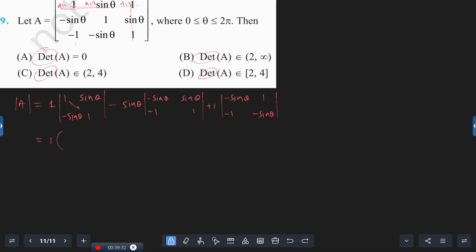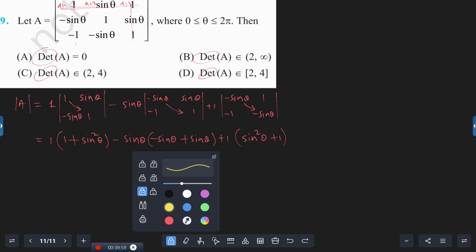1 into 1 is 1; minus sin into sin is minus sin square, so minus and minus gives plus sin square, so you will be getting minus sin into... if you cross multiply, 1 into minus sin, minus 1 into sin, minus and minus plus sin, you will be getting plus 1 into minus sin plus sin square, minus 1 into 1, minus and minus plus 1.